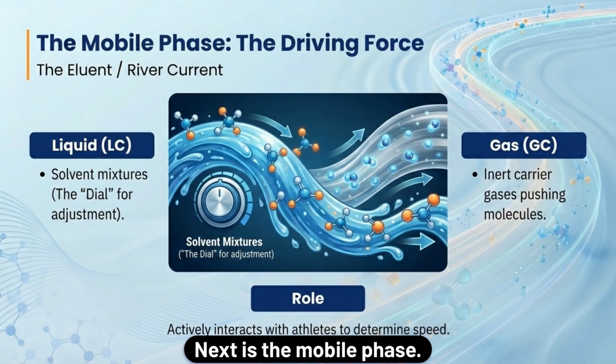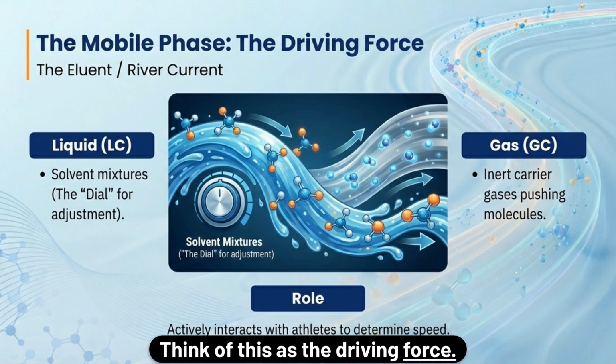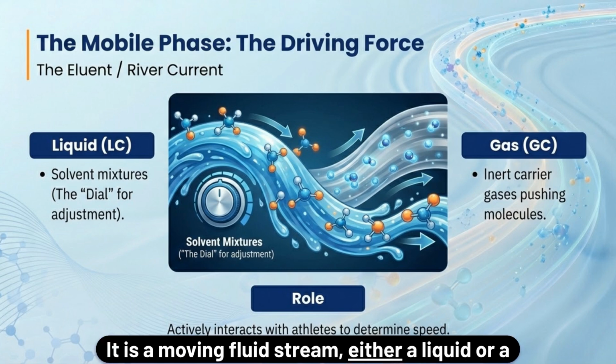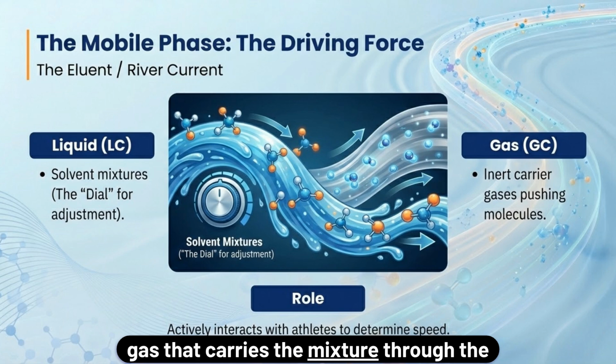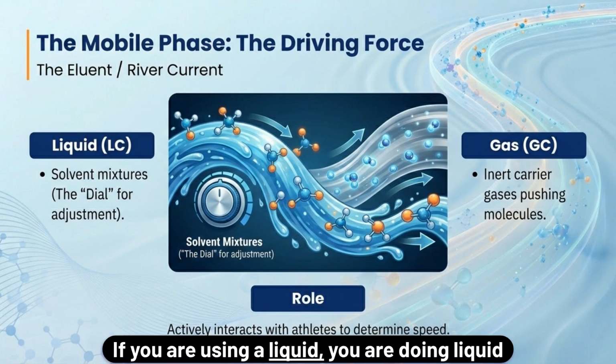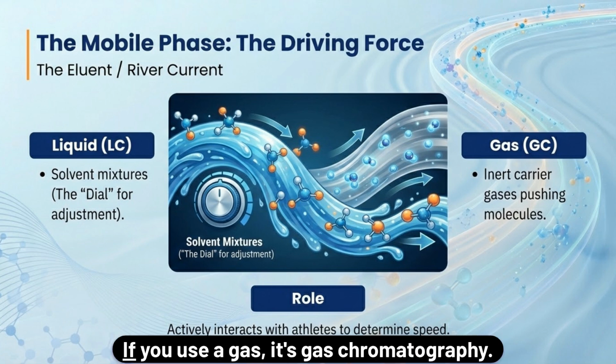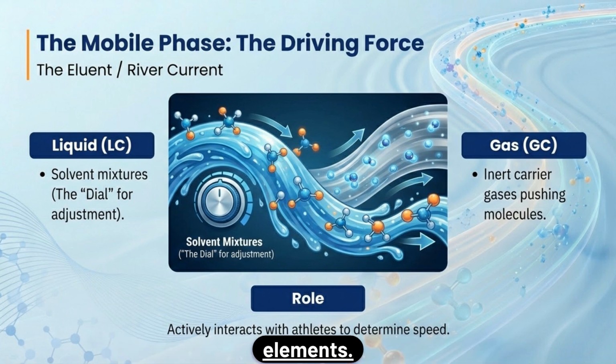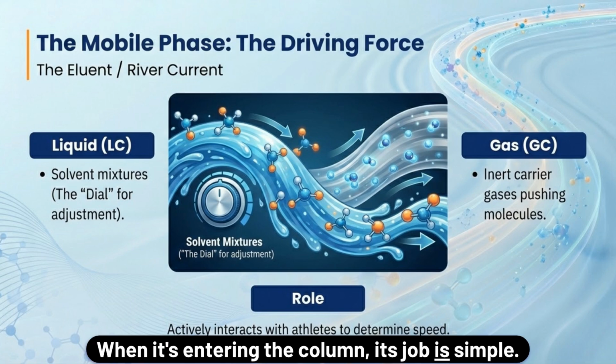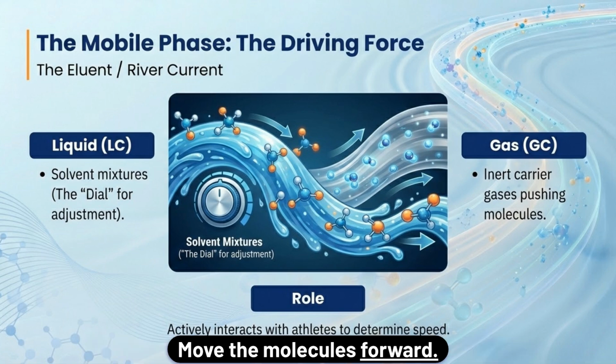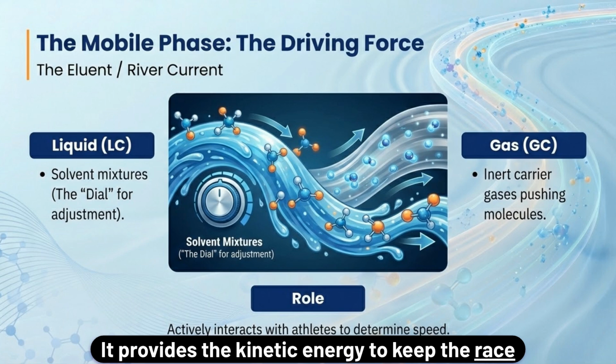Next is the mobile phase. Think of this as the driving force. It is a moving fluid stream, either a liquid or a gas, that carries the mixture through the medium. If you are using a liquid, you are doing liquid chromatography. If you use a gas, it's gas chromatography. In the lab, you'll often hear this called the eluent when it's entering the column. Its job is simple. Move the molecules forward. It provides the kinetic energy to keep the race going.